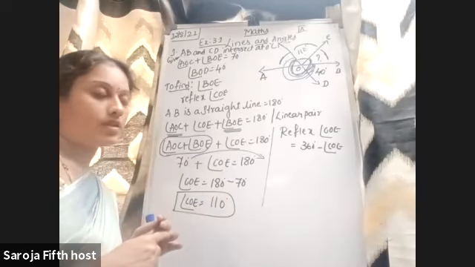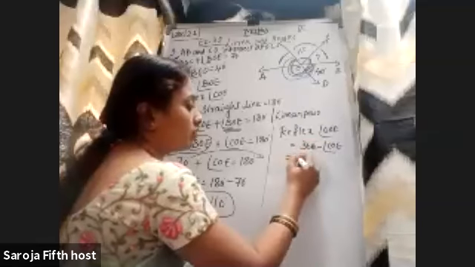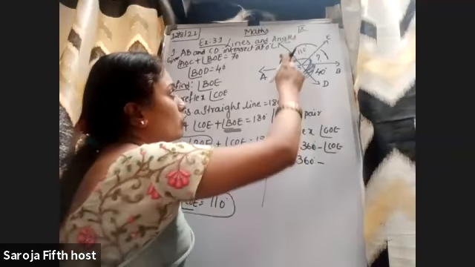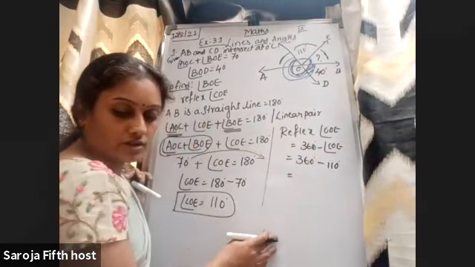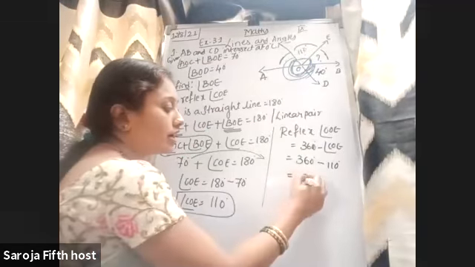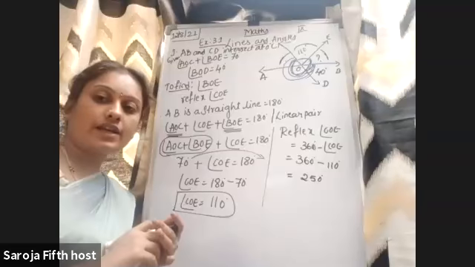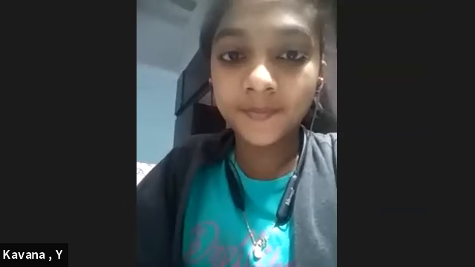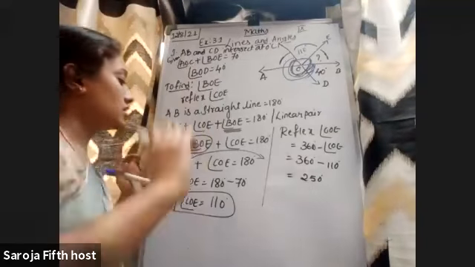Now it is from 360 degrees. I will subtract angle COE, that is 110. When you subtract, how much are you going to get, students? 250 degrees. You can see that it is more than 180 degrees, right? Yes, ma'am. So now you have got the reflex angle COE. Now we have calculated reflex angle COE.